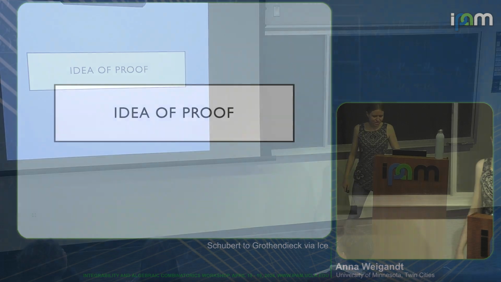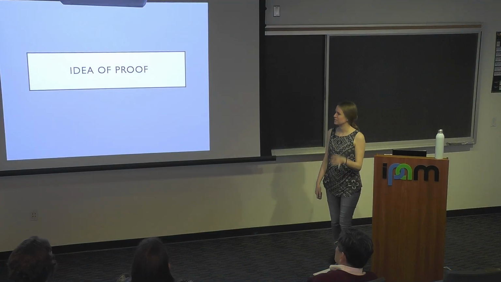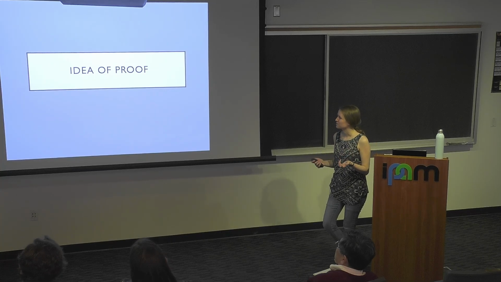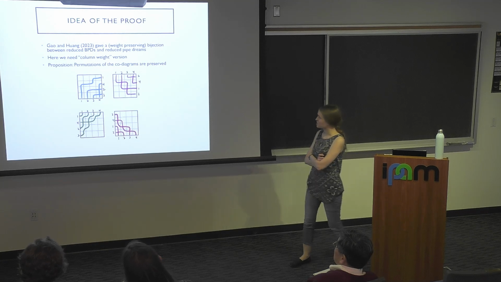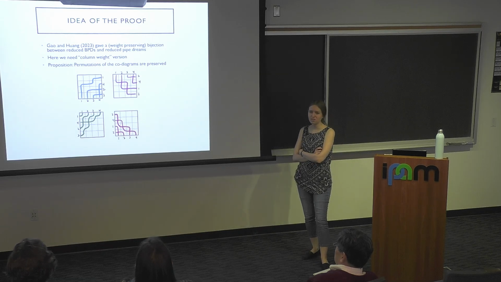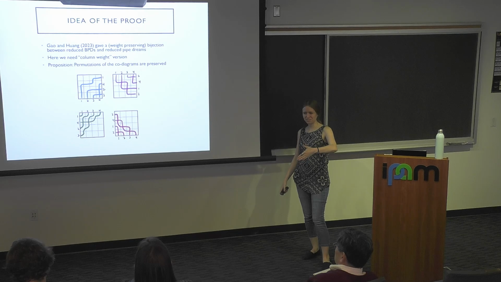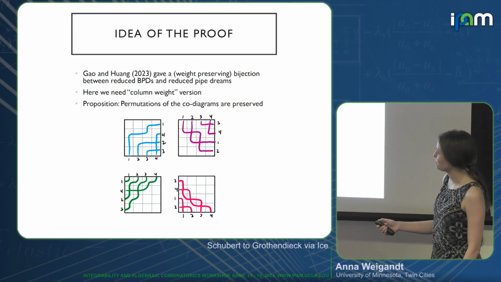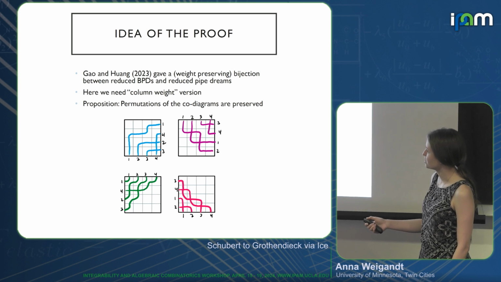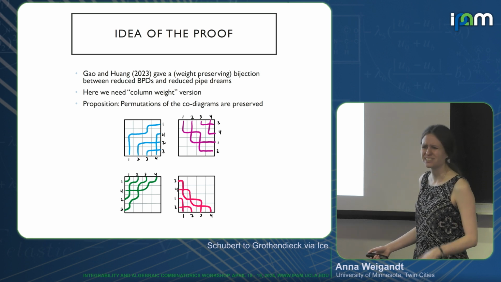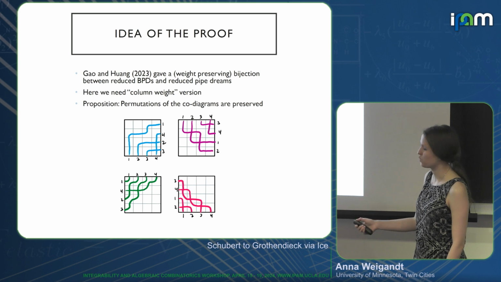Okay, so in the time remaining, I'm going to give you a little bit of the idea of the proof and why these formulas look so similar. Gao and Hong, I mentioned this before, gave a weight-preserving bijection between reduced bumpless pipe dreams and reduced pipe dreams. Here, we're going to use the column version, the version with those y's from way too long ago in the talk. Basically, we want to make sure that this bumpless pipe dream has the same number of blank tiles in each row as this pipe dream that it belongs with has crosses in those. Sorry, I said row when I meant column. So column weight preserving.